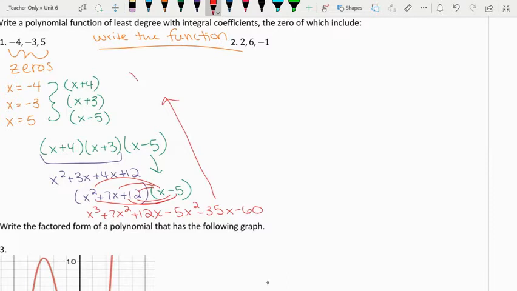So we have x to the third, which is perfect because we have 3 answers, so we should have x to the third as our degree. And then we have 7x squared minus 5x squared, which would be 2x squared. Then we have 12x minus 35x, which ends up giving you negative 23x. And then we have minus 60.